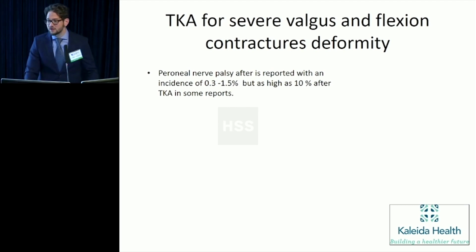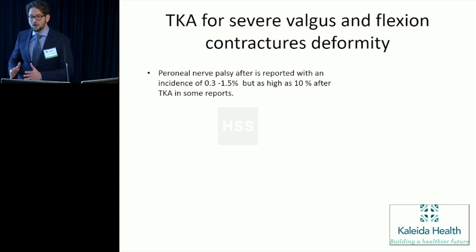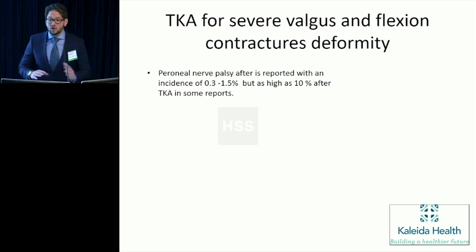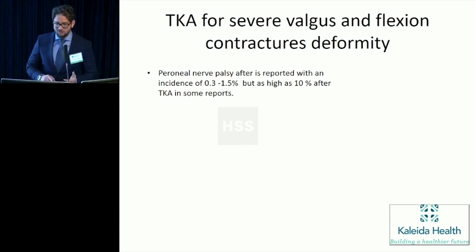Now, if you look at the literature, they report it as 0.3 to 1.5 to 10%, but I think there's a bias in the incidence of peroneal nerve palsy, because most literature will give the incidence for overall knee replacement, including varus knees, simple knees, not really the severe ones, like the patients with valgus deformity and flexion contracture, whether with or without. So the true incidence of peroneal nerve palsy is, I think, unknown.